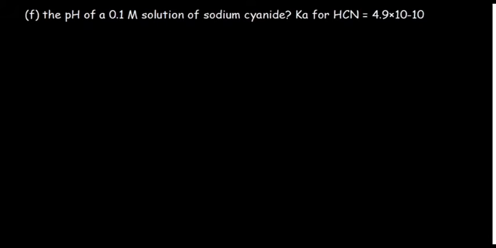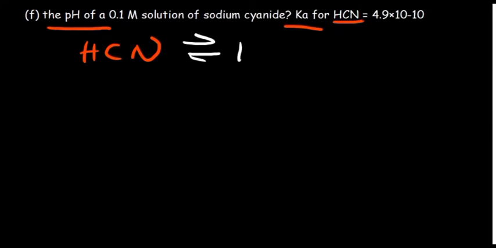The last part of question 6: find the pH of a 0.1 molar solution of sodium cyanide, given the Ka. If you don't know whether what they've given you is an acid or a base, just look at the constant they've given you. If they say Ka, you're talking about an acid. So HCN, being an acid, we expect it to donate according to the Bronsted-Lowry definition of an acid. It's going to donate the hydrogen ion and lose it to become a negative, that is cyanide.